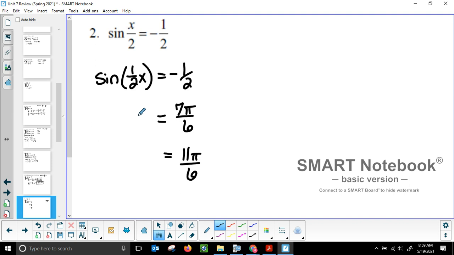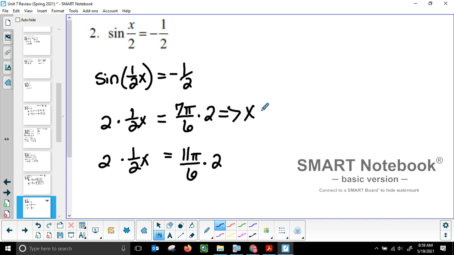And then of course this is 1/2 x instead of just our regular x. Now you can go ahead and multiply everything by 2. When we do that, our x will equal 14 pi over 6, which reduces to 7 pi over 3, and this would be 22 pi over 6, which reduces to 11 pi over 3.